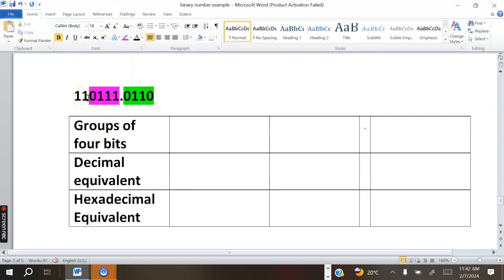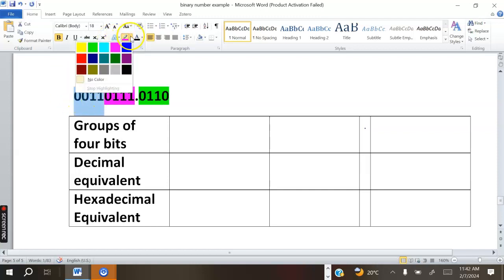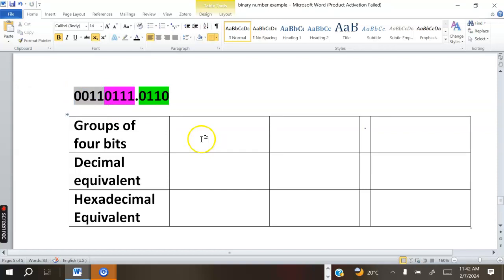Then we have 2 with 2 missing bits. So what are we supposed to do? As per the rule, if the bits are less than 4, then add 0 to the left of the bits in the integral part. So the left is supposed to be 0, 0. So we have now another batch with 4 digits. So the next step, of course, is now to write them down in group 4.